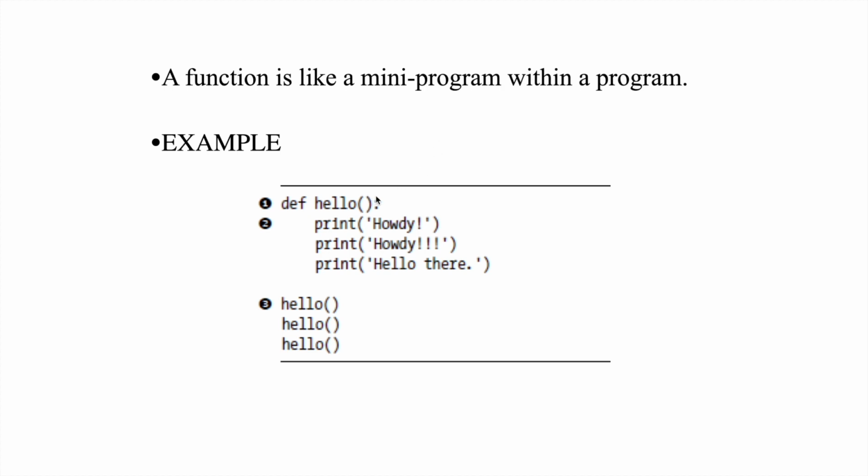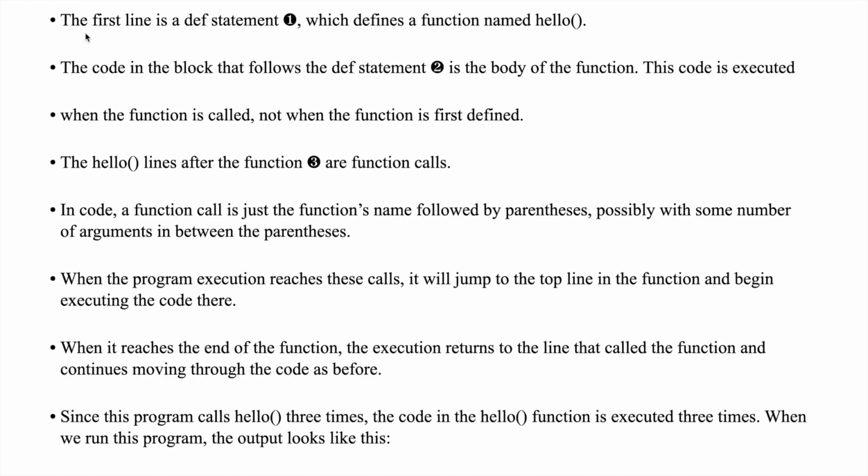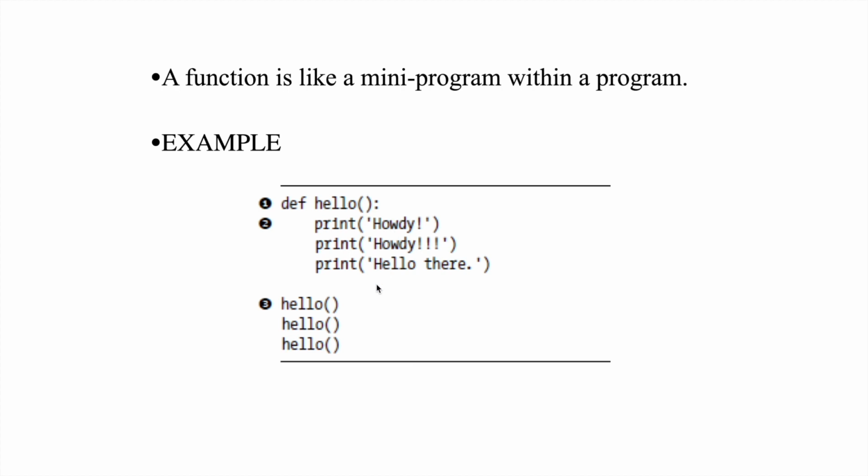Okay. So here in Python we have to use the def, that is the define keyword, to create a function. Right? The first line is a def statement. We define a function named hello. So this is just an example. So you're defining a function named hello, right?